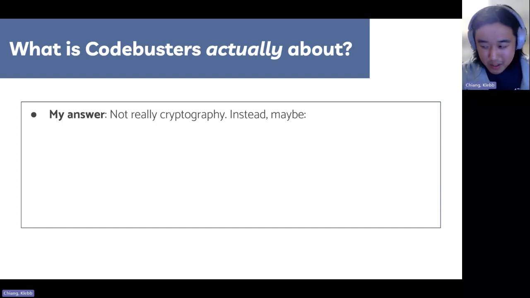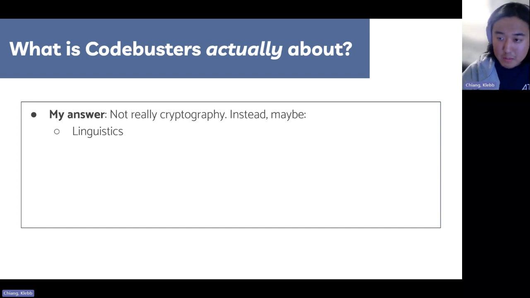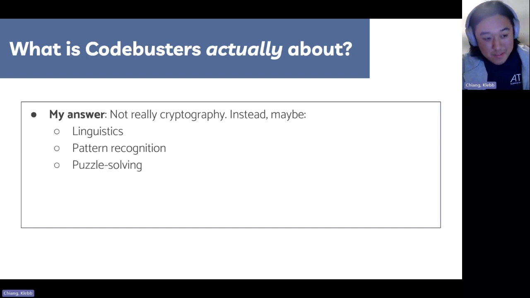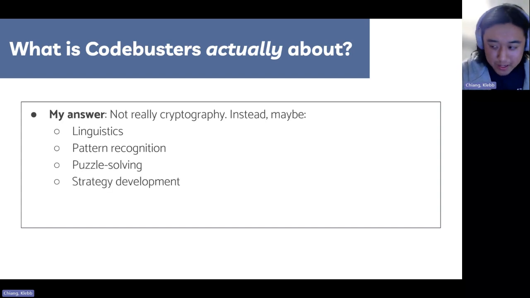Here's what I really think Codebusters is about, and this is partially why I love it so much. It's about linguistics, right? We talked about rules in grammar, we talked about words and making sense of what makes sense in the sentence that you're reading. That's linguistics. It's about pattern recognition, right? We talked about word patterns earlier, and intuition based on your past experience. That's pattern recognition. It's about puzzle solving. That's what you're doing at the end of the day. And it's about strategy development.